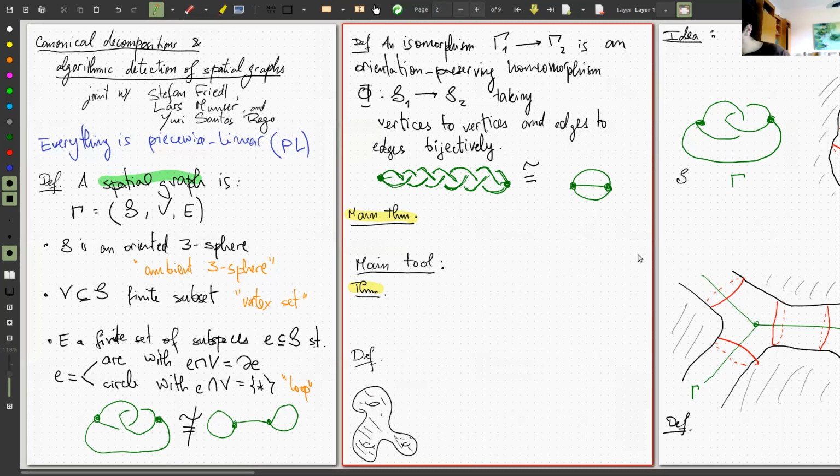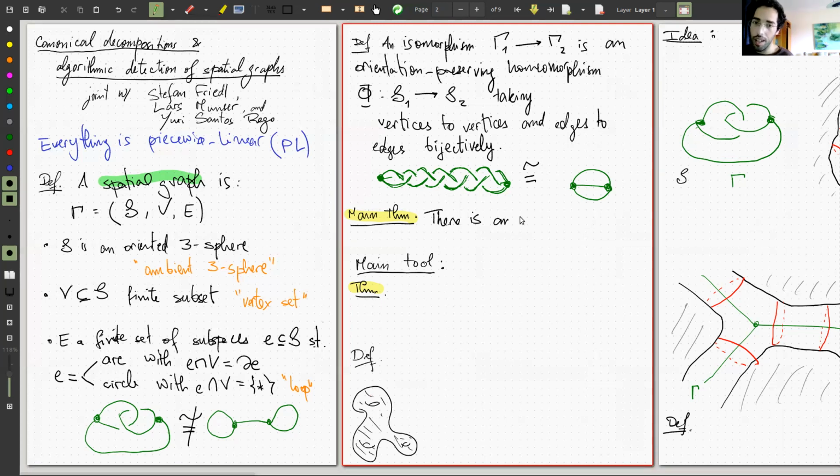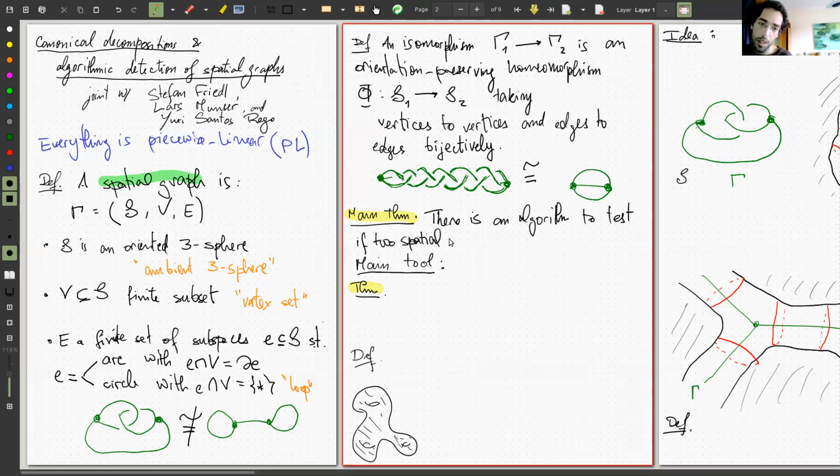So now I'm going to tell you what the main theorem of our paper is. It's that there exists an algorithm to test if two spatial graphs are isomorphic.